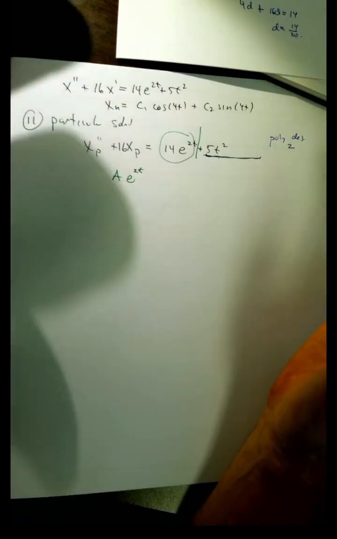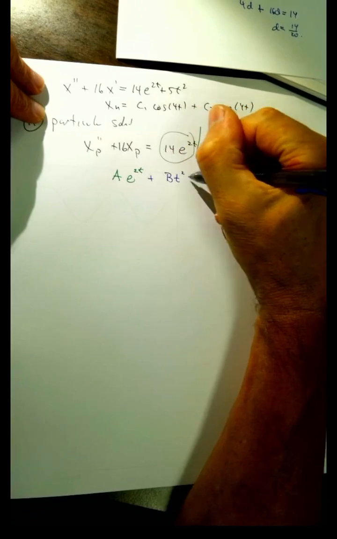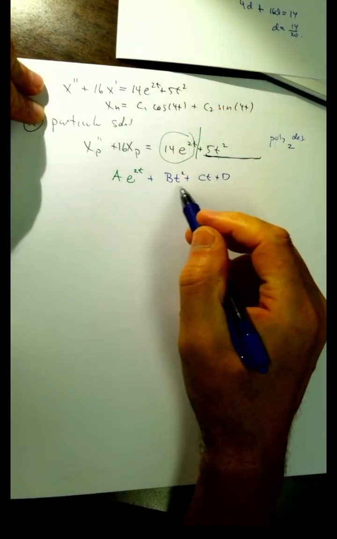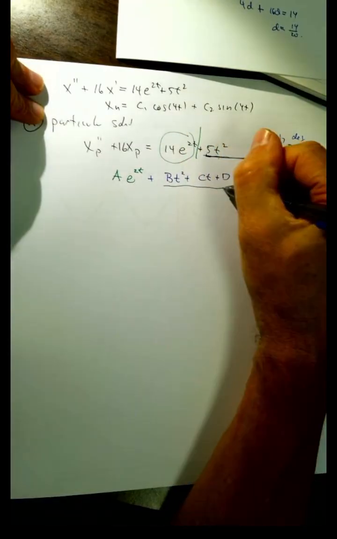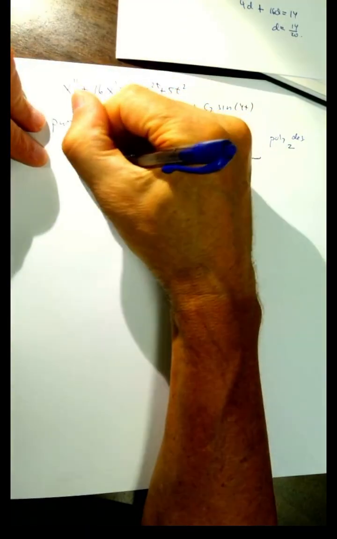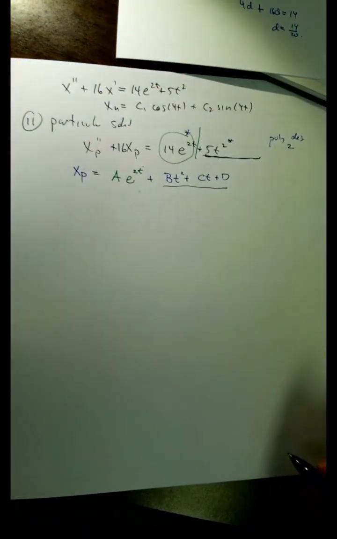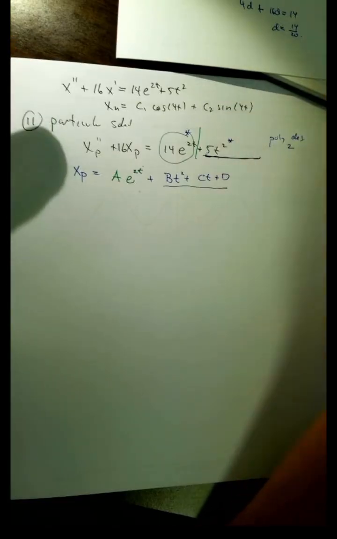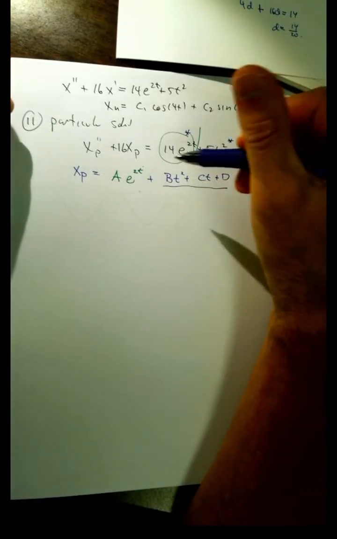Again, I don't know which polynomial of degree 2 is going to work. So let me just call it a general second order polynomial, b t squared plus c t plus d. This is going to be used to take care of this. The exponential is being used to take care of that. So my guess is going to be something in this form. And I'm going to take the first and second derivatives, plug it into this equation, and see if that is enough information to determine what a, b, c, and d are.